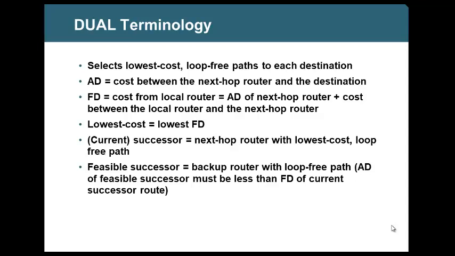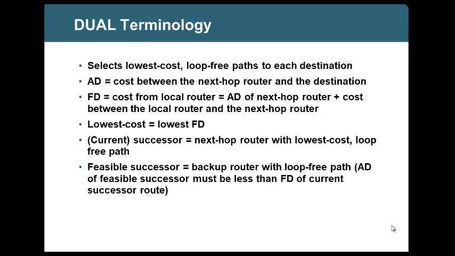So we learned how the DUAL algorithm, by using the FD, finds a successor. And what is a successor? It's the path with the lowest FD, the metric to the elected root. You may have more than one path to a destination. Each path will have an FD value. The lowest FD is the best path, the successor path.